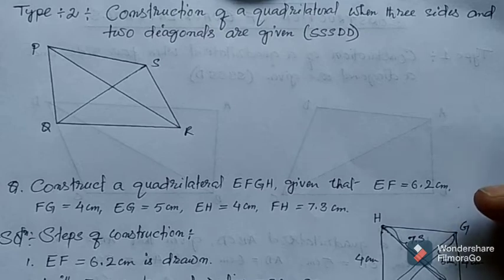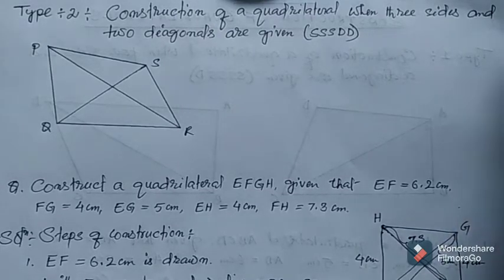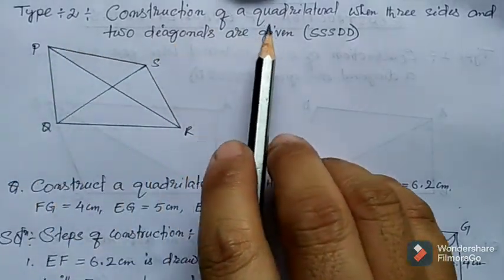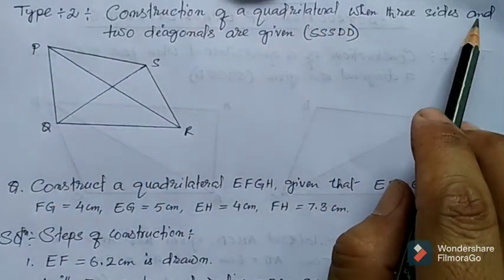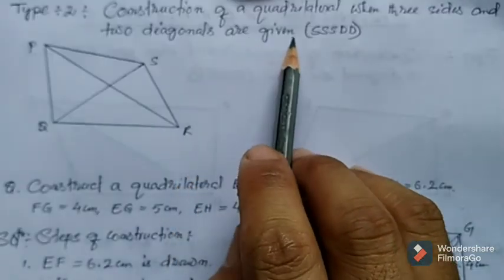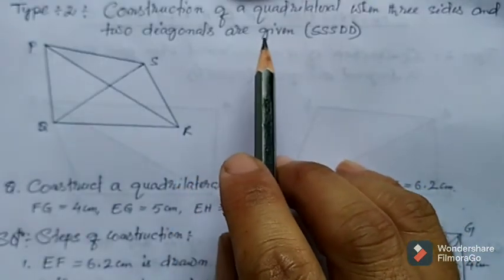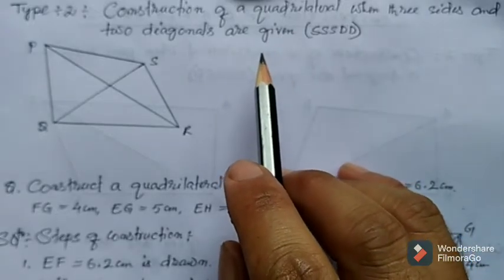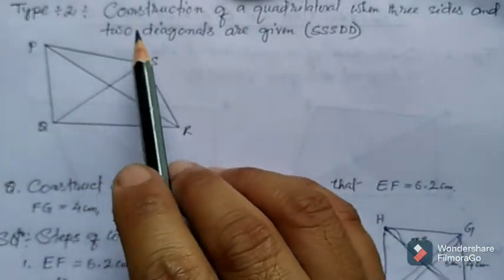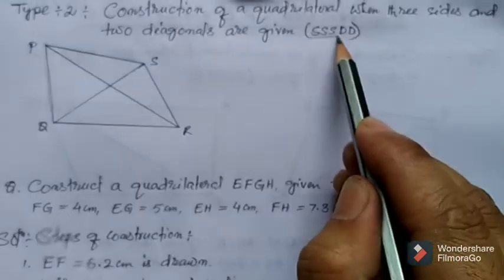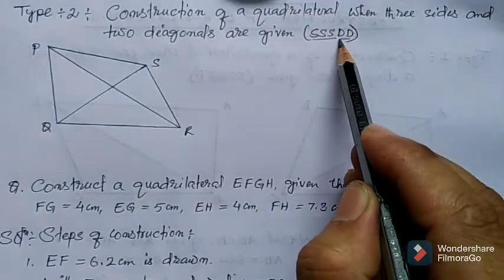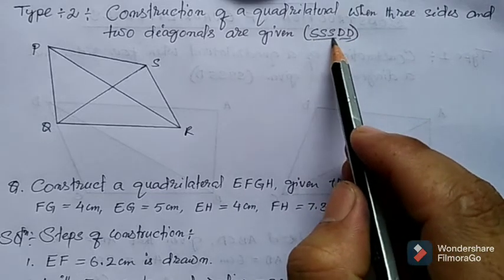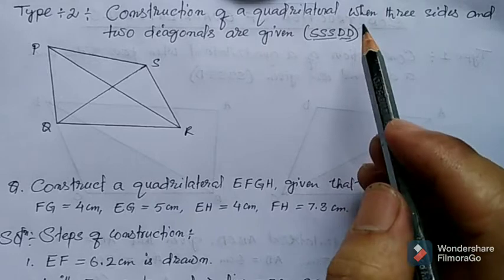This is the second question of chapter 13, construction of quadrilateral. This is type 2. It is a construction of a quadrilateral when three sides and two diagonals are given. In the previous question, you learned how to construct a quadrilateral when four sides and one diagonal are given. Now in the second type, out of four sides, you will be given only three sides and both diagonals. So 3S, 2D. 3S stands for three sides and 2D stands for two diagonals.